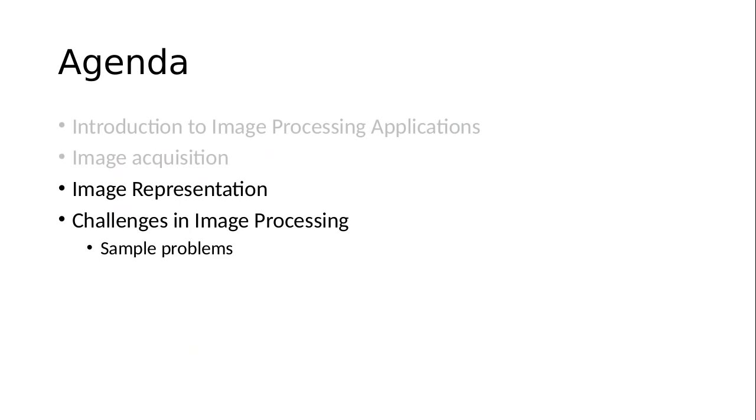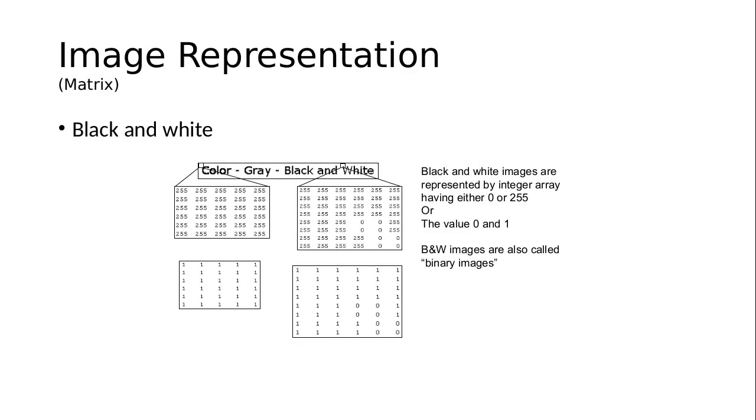Now that we have covered an introduction to image processing applications and image acquisition, we are now going to get into image representation. How are images stored? What kind of data structures are available for image storage? So some of the popular image representation techniques are black and white images. These are images where there are only two colors or only two levels of storage.